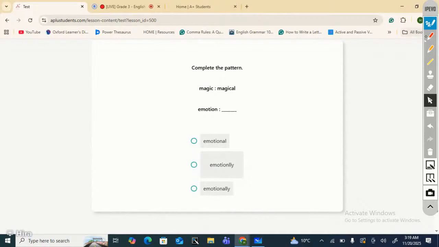Now look at this one. Magic, magical. Now the second one is emotion. It's easy. Emotional, emotionally. Which one? I have pointed out the suffix as well. Something that is magical has to do with magic.